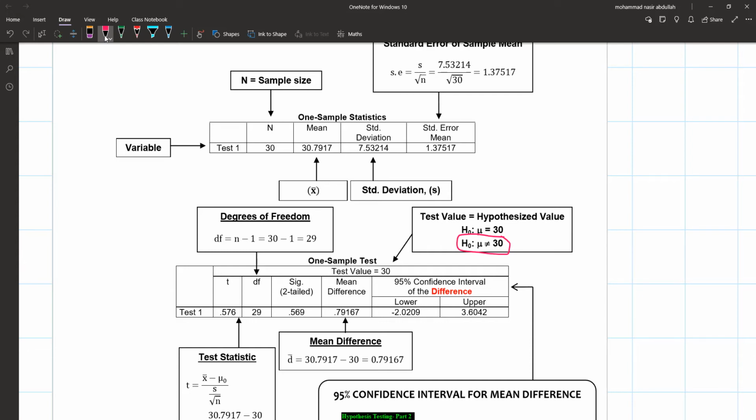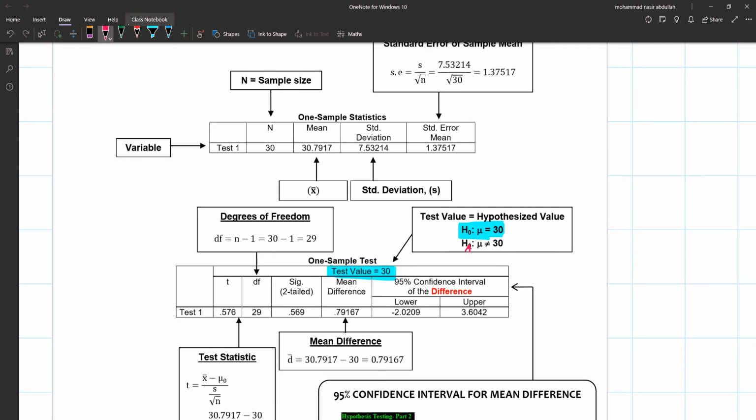So that's why in SPSS it will give a two tail test where the value of 30 here, right, represents the null hypothesis, the value that we test for the null hypothesis. Mu is equal to 30. The alternative hypothesis, HA, should be mu is not equal to 30. Right? And this is the degree of freedom. This is a test statistic.